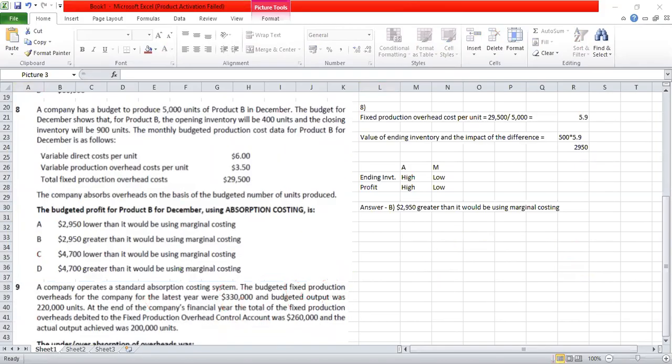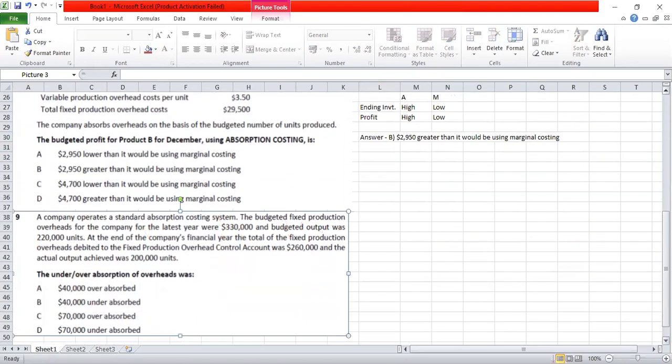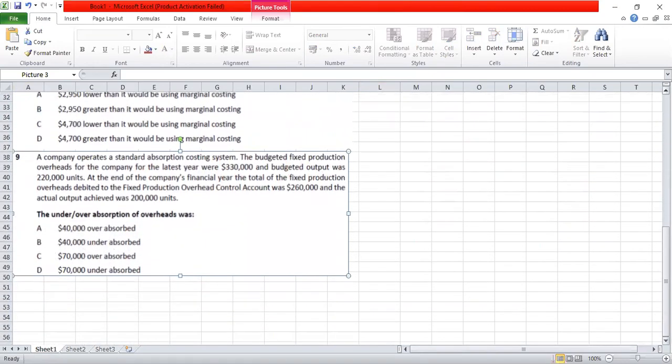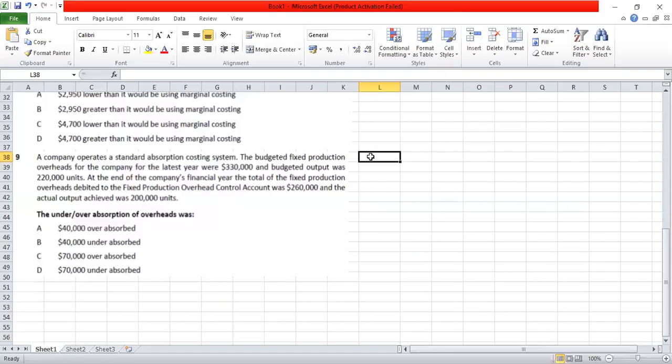Only this absorption costing and marginal costing is a little confusing. The rest of the topics will be much simpler and easier. Don't worry. It takes time for the concept to sink into the mind, only with absorption costing and marginal costing. One more time I will revise. Don't worry if it is a little confusing at this point of time.